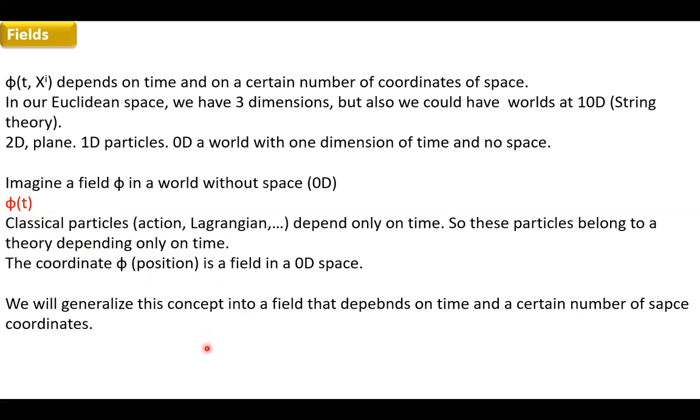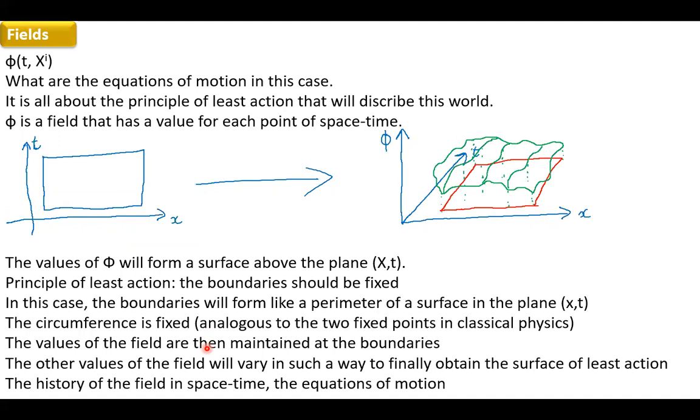So let us generalize this concept into a field that depends not only on time, but on time plus a certain number of space coordinates. So in space-time. So we will consider a field phi that is a function of t and a certain number of x. So we need to find the equations of motion in this case. When we say an equation of motion, it is all about the principle of least action, and of course, the Euler-Lagrange equation. The least action is the principle that will describe the world or the history, as we said earlier, the history of this field phi.